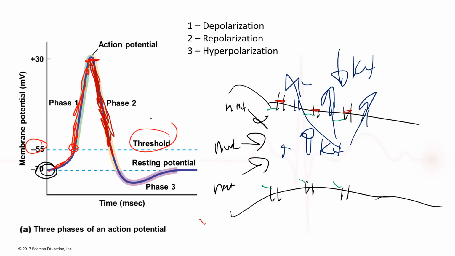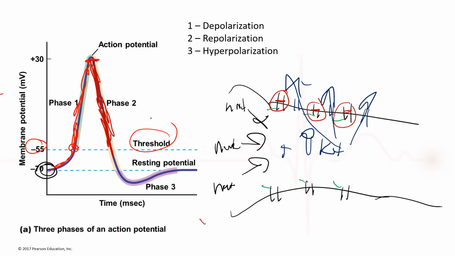Now, as we're repolarizing and we get back to negative 55 millivolts, why don't the voltage-gated sodium channels open again? The reason they don't open again at negative 55 is because their inactivation gates are closed, and their inactivation gates don't open up under a voltage. So when we get back to negative 55, another action potential doesn't happen. The voltage-gated sodium channels don't open.